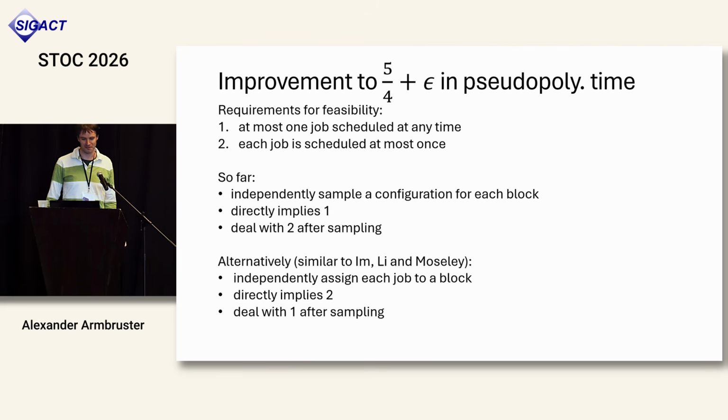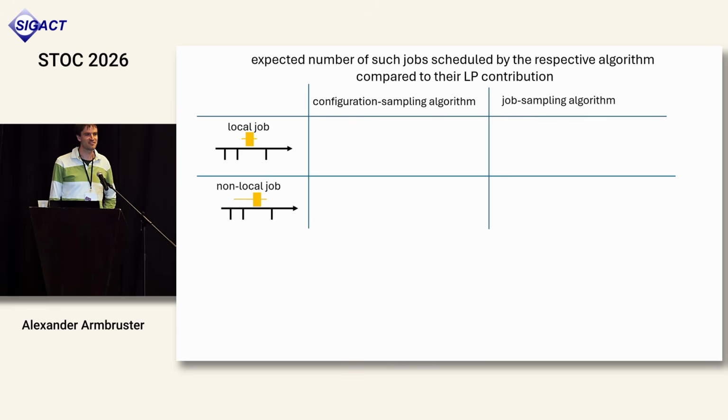Sadly, the talk is not so long, so I won't go into a lot more detail about how this rounding works. But the overall idea is that we have these two rounding algorithms, and we solve the LP once, and then use both rounding algorithms and just take the better of the two solutions. To compare these algorithms, there are two types of jobs we have to consider. There are local jobs, whose time window is contained in a block. And there are the other ones at the bottom whose time window is not contained in a block, so it contains a block boundary.